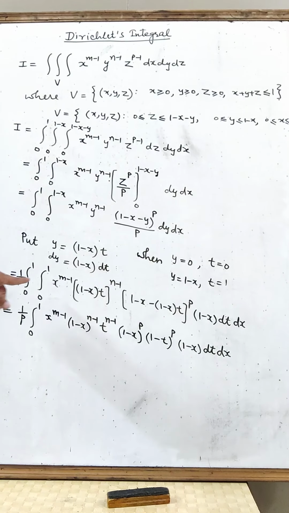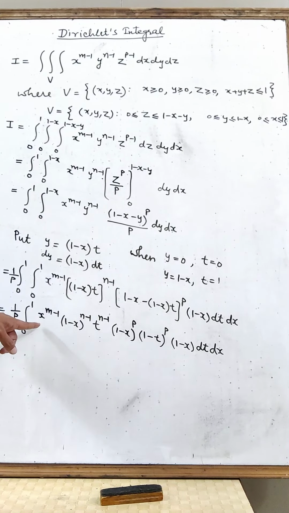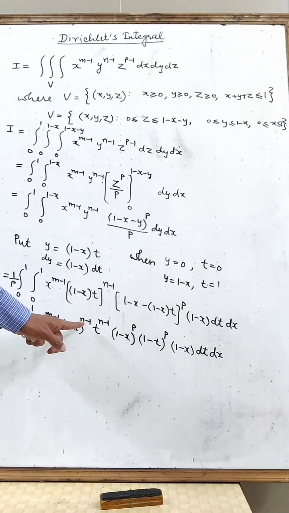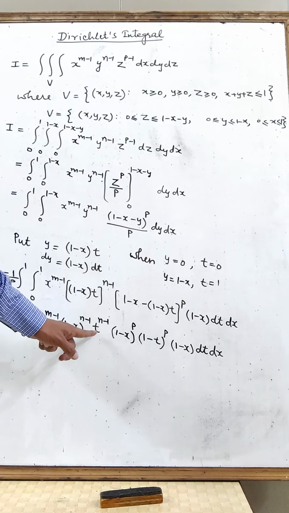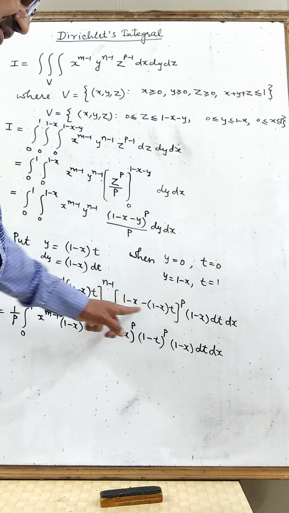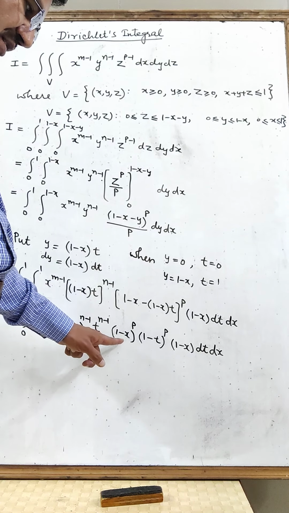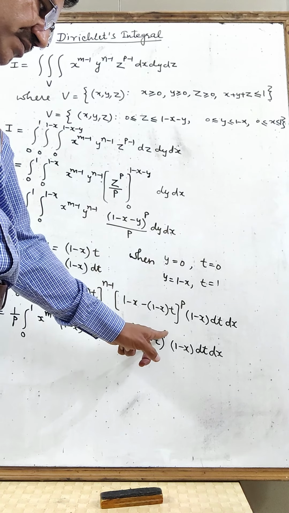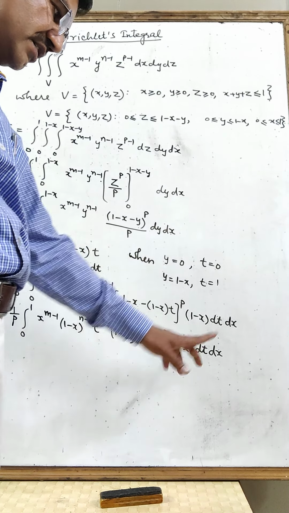Again look, it is x raised to the power n minus 1. Here we can write (1 minus x) raised to the power n minus 1, t raised to the power n minus 1. From here we have taken the common, 1 minus x is common, and we will be left with (1 minus t) raised to the power p, (1 minus x), dt, dx.